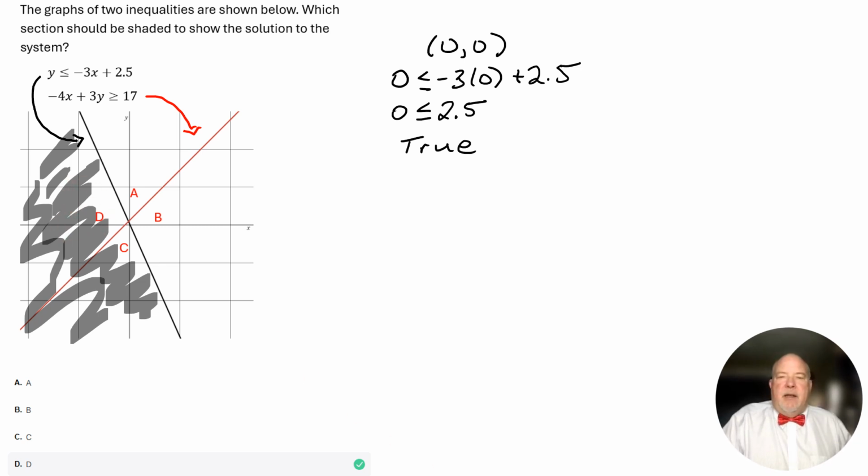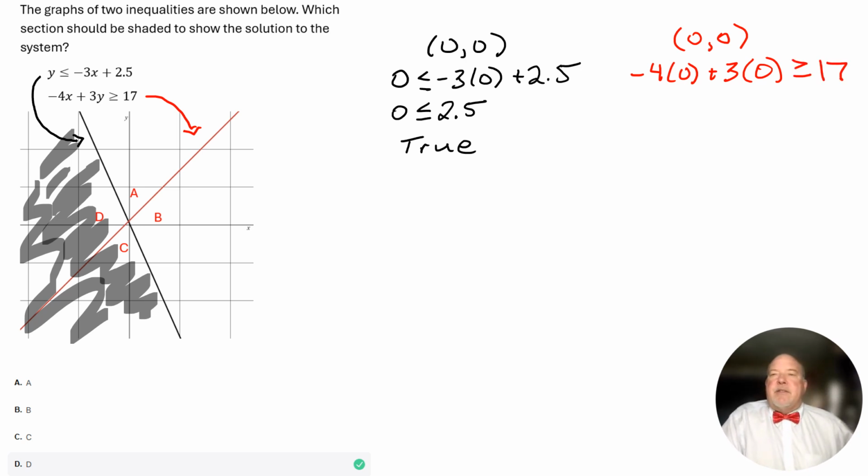All right, so let's look at the other one. So I'm going to plug in 0, 0. Let me switch my pen here. So I plug in 0, 0. And so I have -4 times 0 plus 3 times 0 is greater than or equal to 17. Simplify this. So the left side, that's just 0 plus 0. So that's 0 is greater than or equal to 17. That is not true. That's false. So 0, 0 is not a solution.